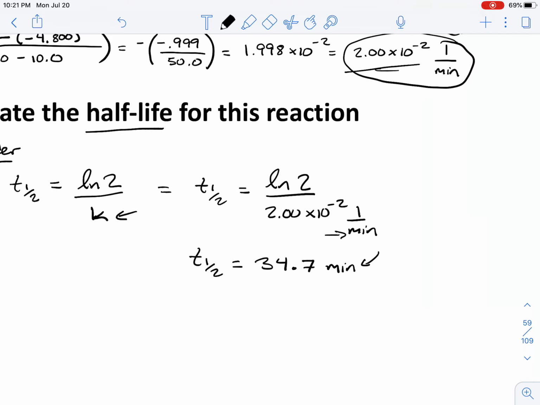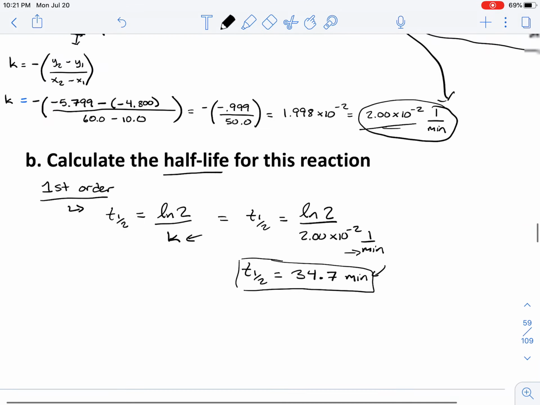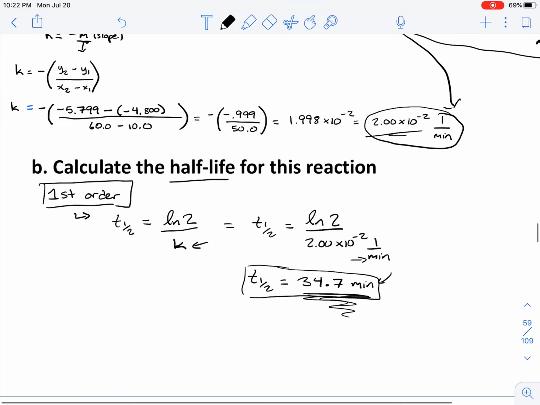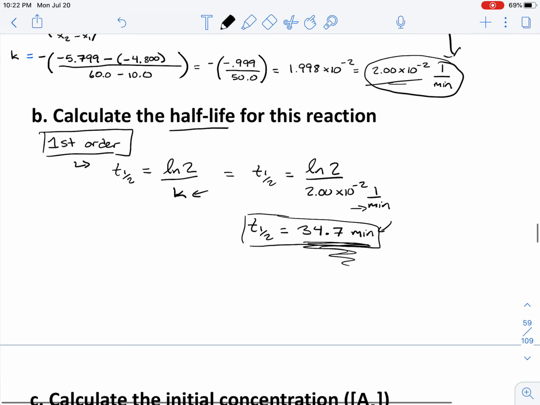All right, so now that we've determined that the half-life of this reaction is 34.7 minutes, this tells us that since this is first order kinetics, all consecutive half-lives for first order kinetics will have the same half-life. Okay, so the first half-life is going to be 34.7 minutes. The second half-life is going to have the same time interval, 34.7 minutes. Third half-life is going to be the same, and so forth and so forth. So that's characteristic of first order kinetics.